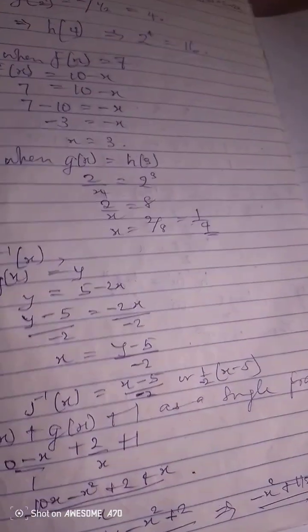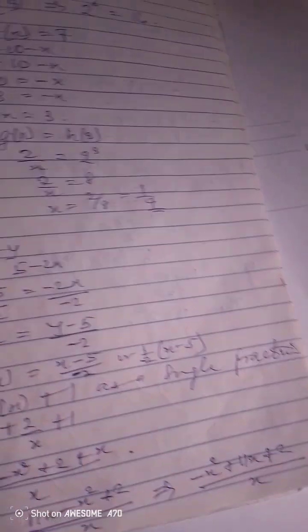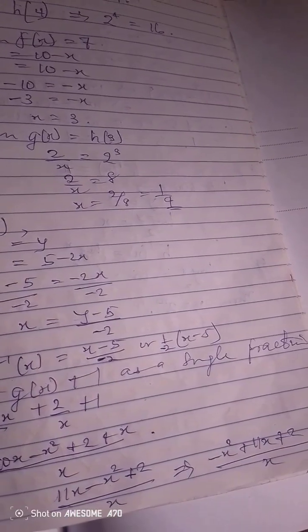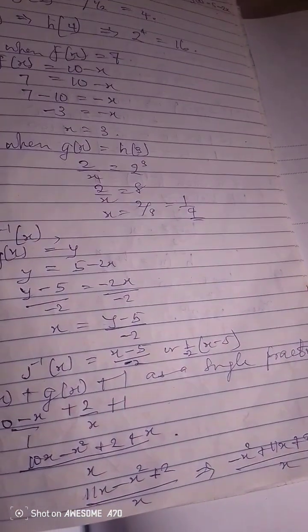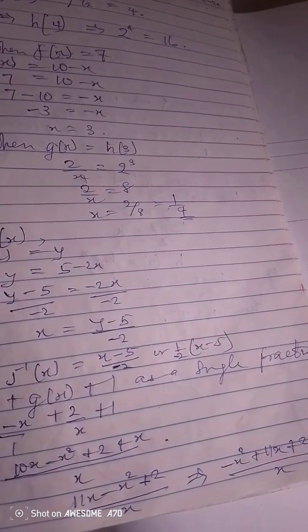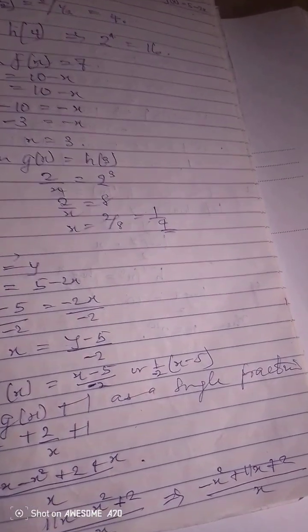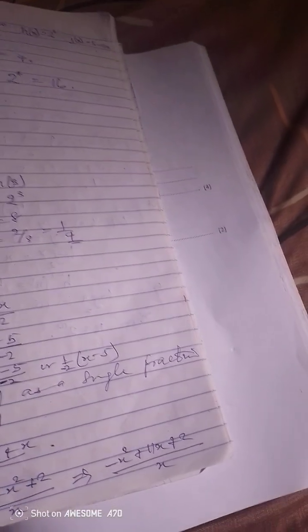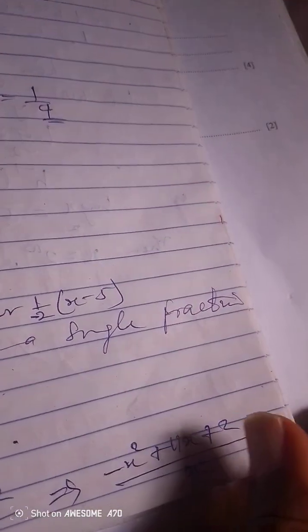Alright, thank you. Write down f of x plus g of x plus 1 as a single fraction. f of x is 10 minus x plus g of x, which is 2 over x, plus 1. So we find the LCM, which is x. So that gives us 10x minus x squared plus 2 plus x. So that gives us 11x minus x squared plus 2 all over x. So that's minus x squared plus 11x plus 2 all over x. That is the fraction in its simplest form as a single fraction.